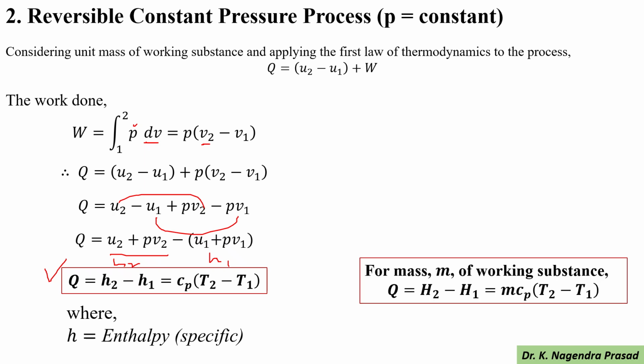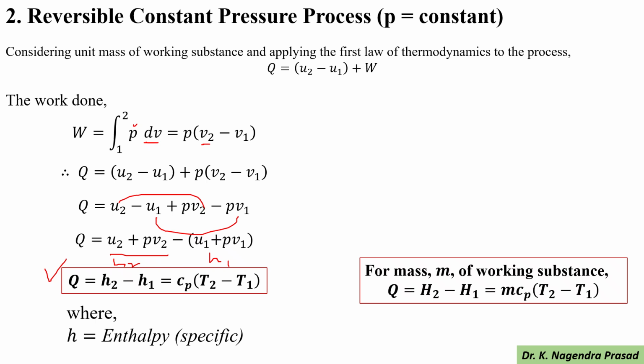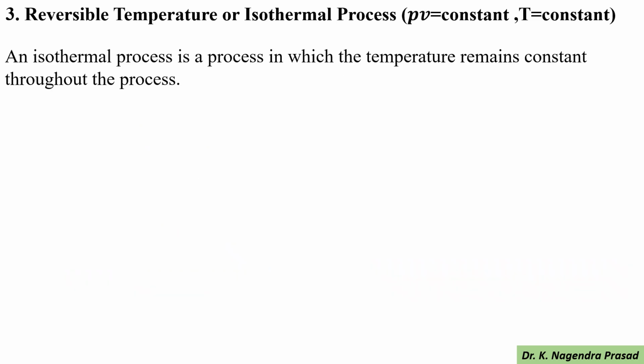Then let us consider the mass of the substance as small m. Then Q equals the difference between the total enthalpy at the two states, that is Q equals H2 minus H1, which is equal to m Cp (T2 minus T1). So remember this equation: in the constant pressure process, Q equals H2 minus H1, which is equal to m Cp (T2 minus T1). Next we will discuss the third process, that is the isothermal process.